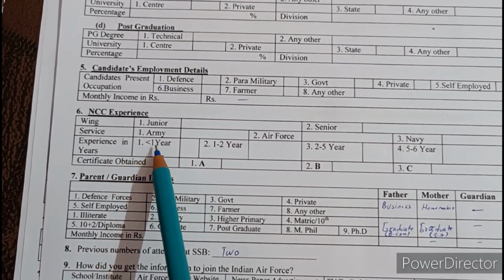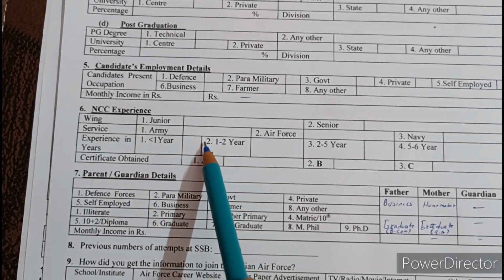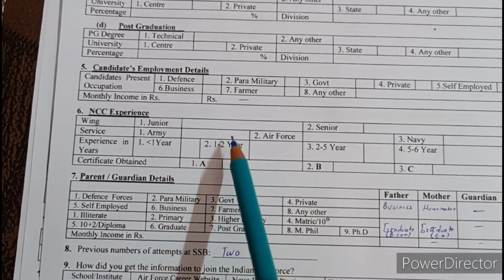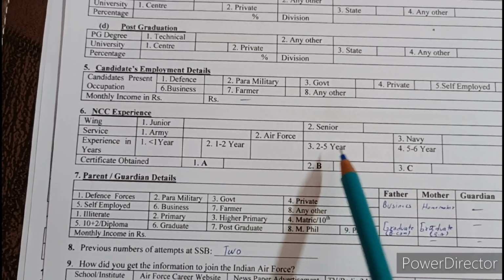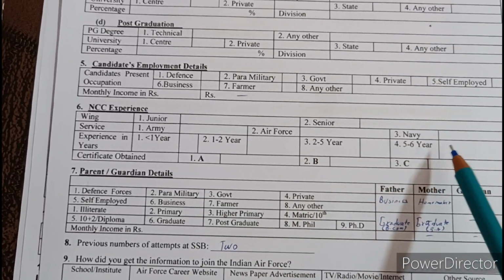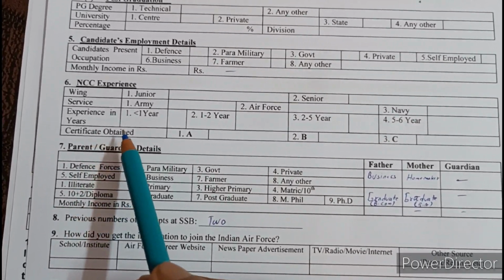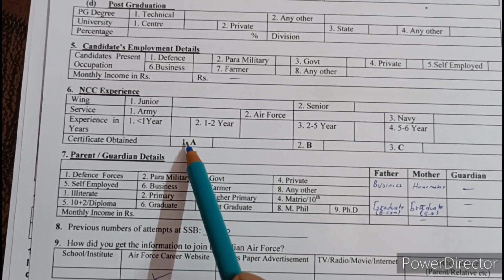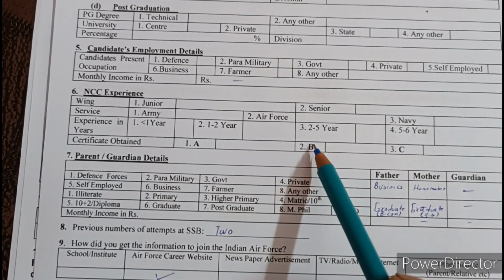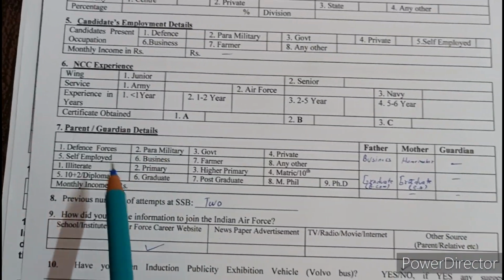If it is less than 1 year, you will choose the first option. If it is between 1 and 2 years, then the second option. The third option is chosen when you have 2 to 5 years of experience, and the fourth if you have 5 to 6 years of experience. And similarly, you have to write the certificate obtained. If you have got the NCC-A, then click on the first. If you have NCC-B, then second. If you have the NCC-C certificate, then click on third.